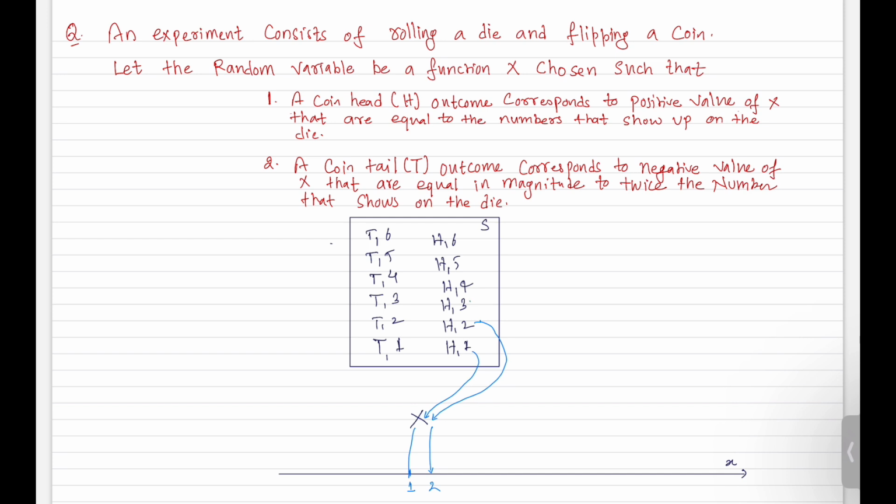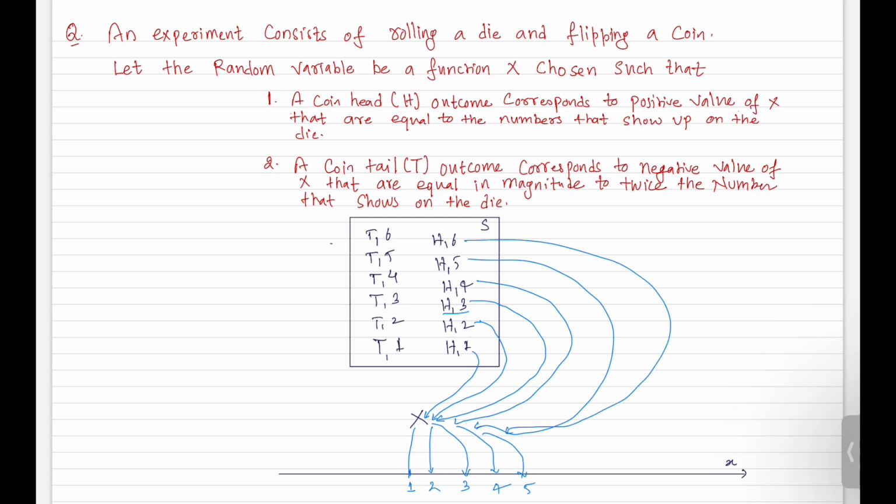And again, similarly, I think you must have understood that if we do the experiment and get this as an outcome, then the random variable takes the input and maps this to 3, and this will get mapped to 4, and this to 5, and this to 6, right? And whenever we get tail, how is it mapping? So a coin tail outcome corresponds to a negative value, so it is going to map to a negative value.